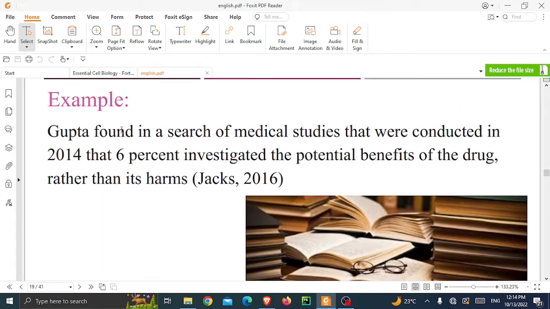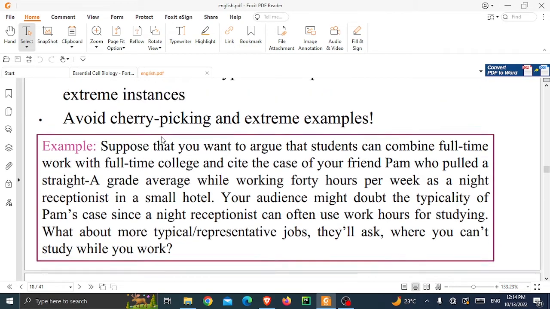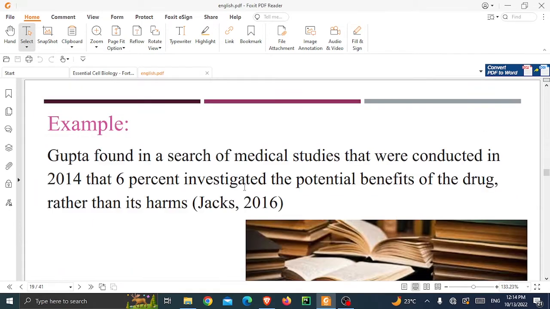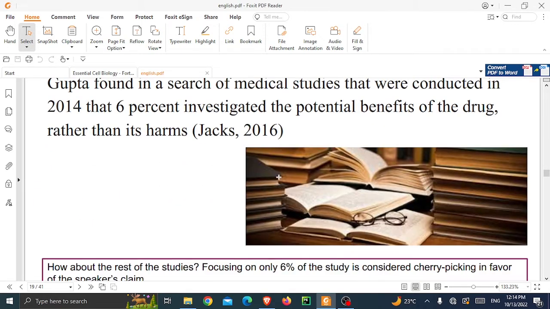And we have the known example of trying to legalize marijuana so hard. Someone is saying that they have medical research, and 6%, let's focus on that again, investigated the potential benefit of the drug. Like, my main man, that is the epitome of cherry picking evidence. So be careful about that, everyone.